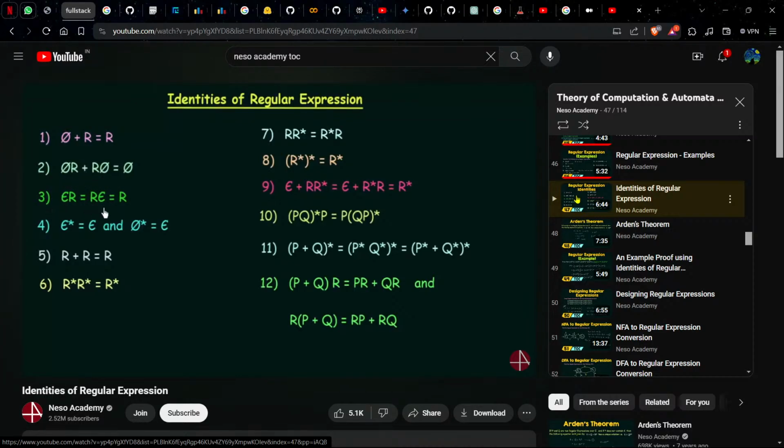Alright, so now let's come to the third one. Here it says epsilon r equals r epsilon equals r. In the last lecture we used one symbol to denote epsilon, but let's know that other symbols are also used to denote epsilon. Here it says that if you perform the concatenation of epsilon and any regular expression r, or the concatenation of r and epsilon, then what you get is r itself, the regular expression.